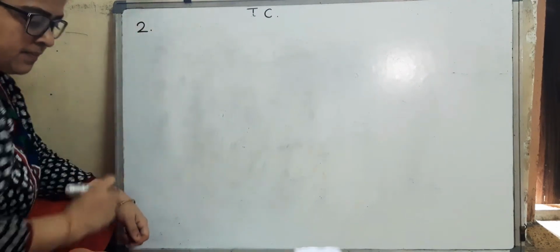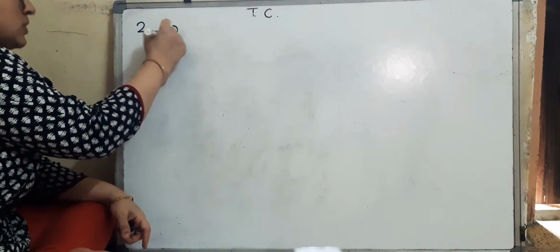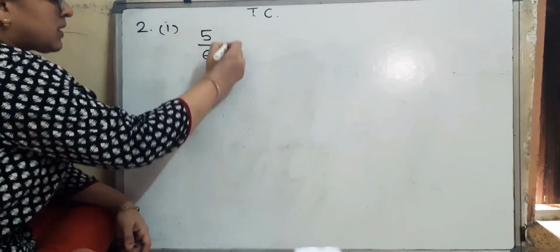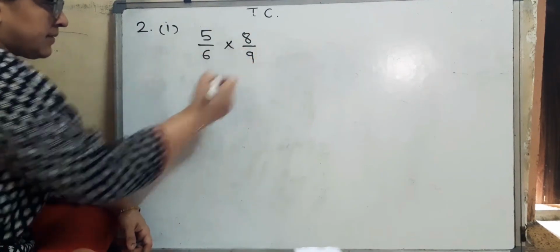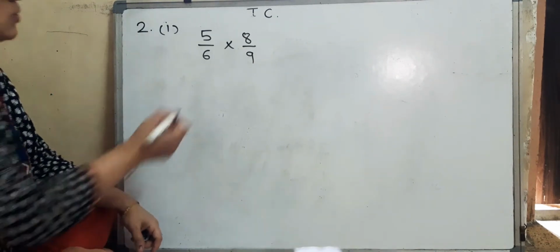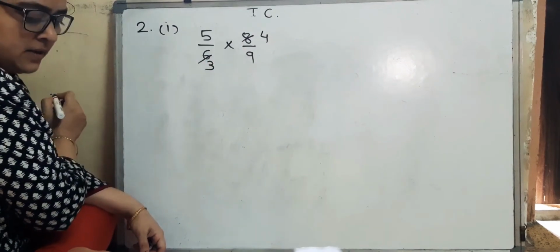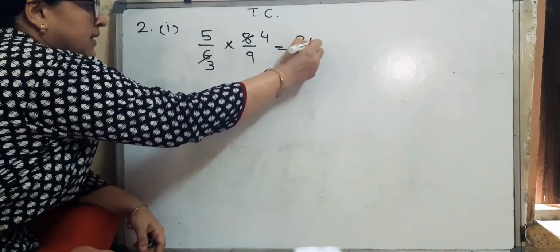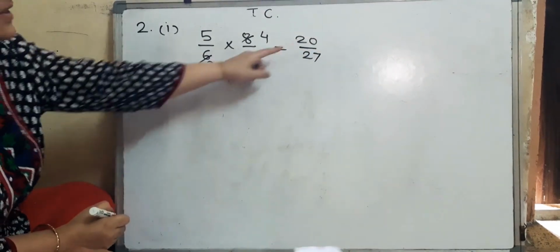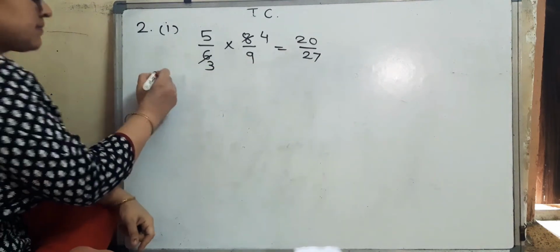Now question number 2. First one, multiply 5 upon 6 multiply by 8 upon 9. First of all do the cutting. So 4 twos are 8 and 3 twos are 6. So the answer is 20 upon 27. And it is a proper fraction, so no need to convert into a mixed fraction.